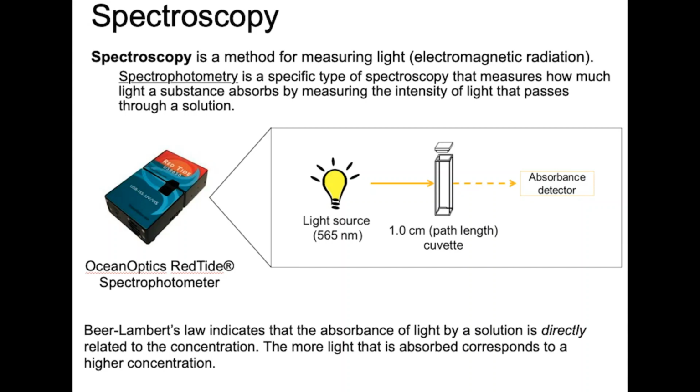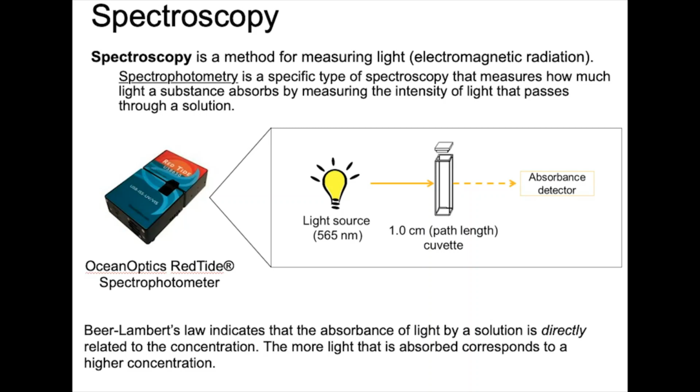You see that little black square in the middle of it? On one end you have your light source, which for this machine is set to 565 nanometers. You put a cuvette filled with your solution in the middle, and then you have your absorbance detector at the end. What happens is that light source passes through the cuvette, and depending on the concentration of the solution in the cuvette, the light is broken apart, and only so much of it is going to be absorbed at the end, because some of the solution absorbs some of the light.